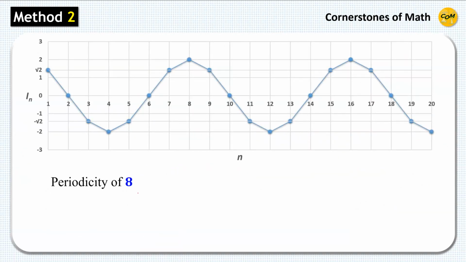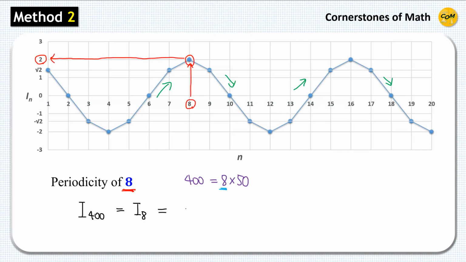That is, the value of I_n changes with the periodicity of 8. Also, the values kind of bob up and down, similar to some kind of wave, but that is not important for this problem. We want to find the value of I_400, and 400 equals 8 times 50. So 400 is in the form of 8 times an integer. Therefore, by periodicity, it is equal to I_8, which is 2.